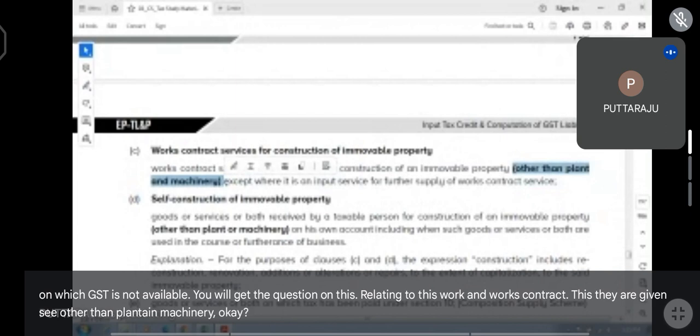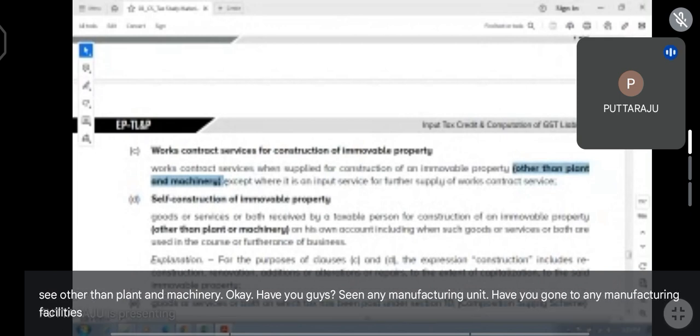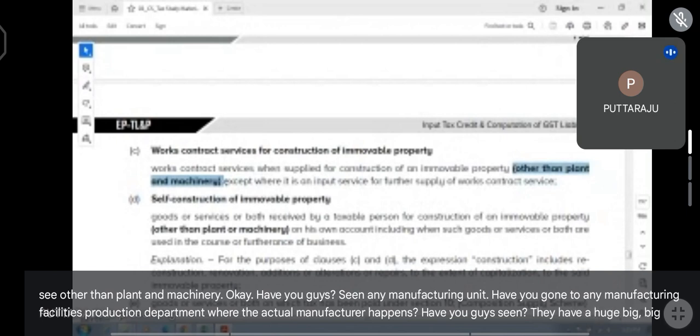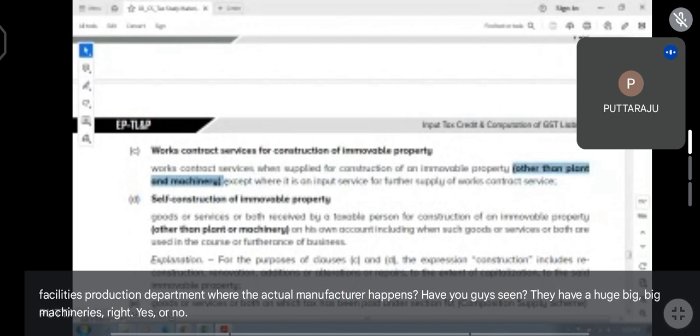Have you guys seen any manufacturing unit? Have you gone to any manufacturing facilities, production departments where the actual manufacture happens? Have you seen? They have huge, big machineries, right? Yes or no? Huge machineries. Yes, sir. Okay.